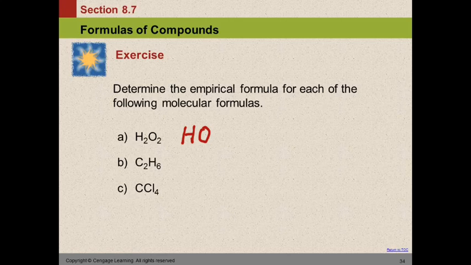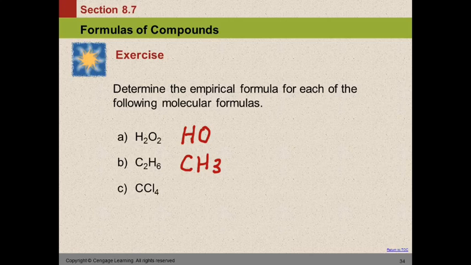How about C2H6? CH3. Because we don't write 1, so it is C1. It's 1 to 3. So CH3. It doesn't give us the actual number of atoms in the molecule, but it gives us the ratio.